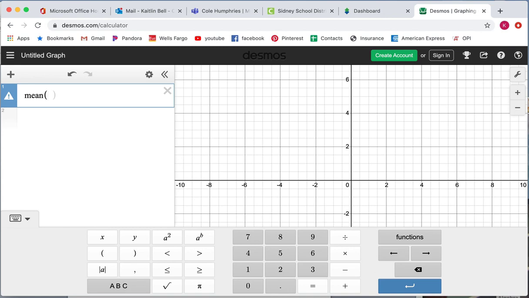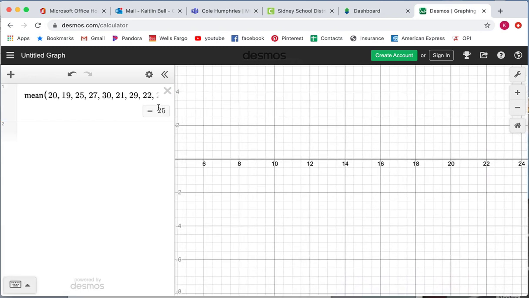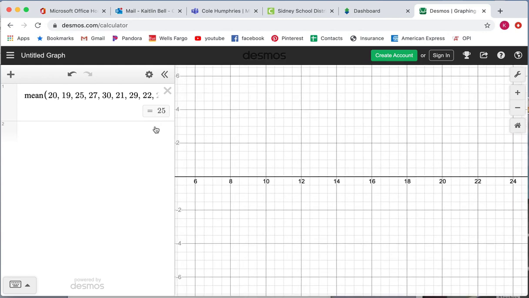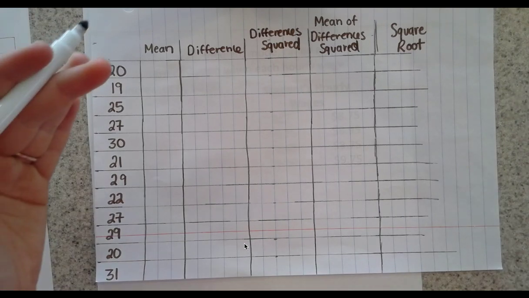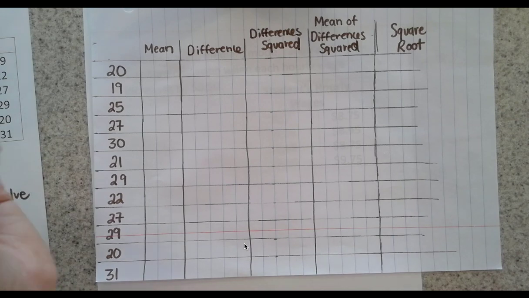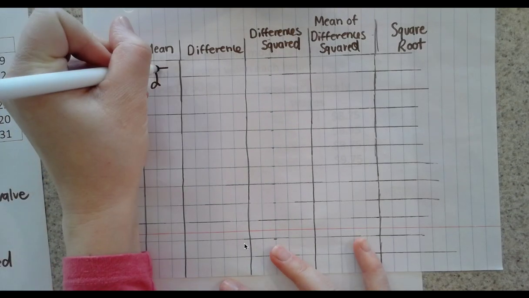And now I want to type in all of the data from that table: 20, 19, 25, 27, 30, 21, 29, 22, 27, 29, 20, and 31. Okay, and Desmos does the work for me, giving me the mean right here in this lower right box, which is 25. So going back to this table I made, kind of breaking up the 5 steps, the mean of all this data is 25.